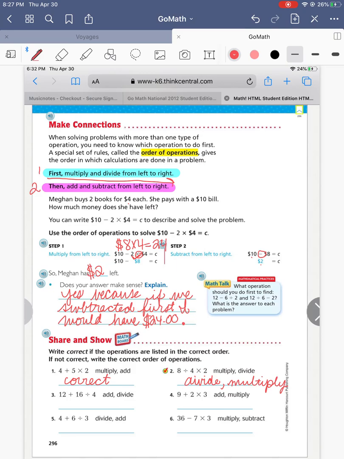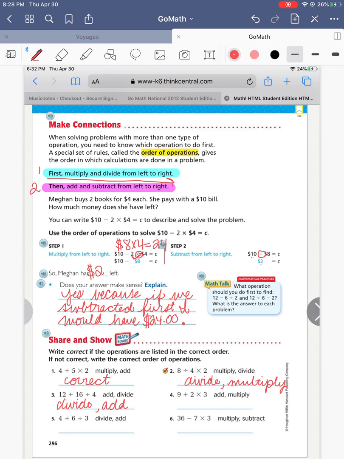All right, number 3, it says 12 plus 16 divided by 4. What? And they're saying that we're going to add first and then divide. All right, look up here. First, multiply and divide from left to right, then add and subtract from left to right. So they did it incorrect because they needed to divide and then add.